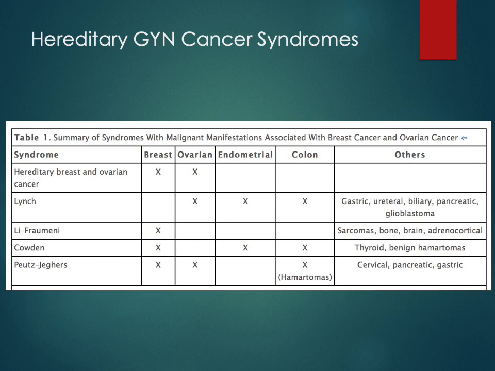So I like this graph because it reminds us that for BRCA, obviously breast and ovary are affected. For Lynch, they're at increased risk for ovarian and endometrial cancers. Also these rare ureteral cancers and that sort of thing as well. For Cowden syndrome, so for the hereditary PTEN mutations, they're at increased risk for breast and endometrial. And then Peutz-Jeghers is kind of a weird one.